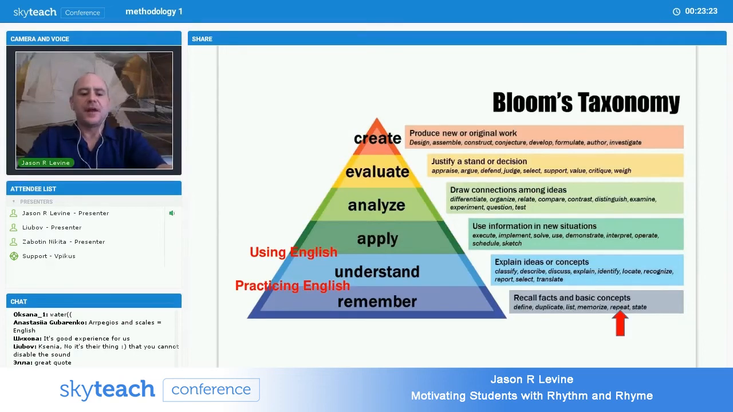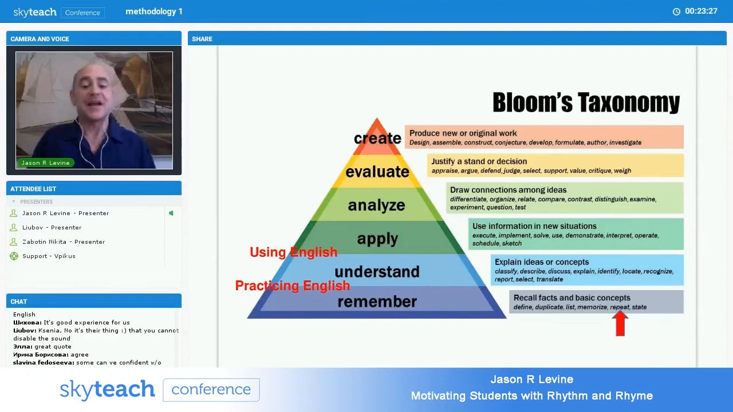Here's another way. Ooh, I like this comment here. Some can be confident without being accurate. Absolutely true. And sometimes that's fine if you're fluent enough that people understand you and you can achieve your goals in English. However, sometimes you can be confident and fluent, but your use of English, because it's not accurate enough, can make it more difficult for you to achieve your goals. It depends on the situation, I think, right?